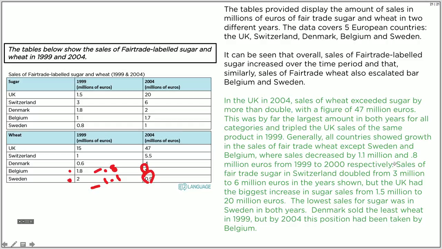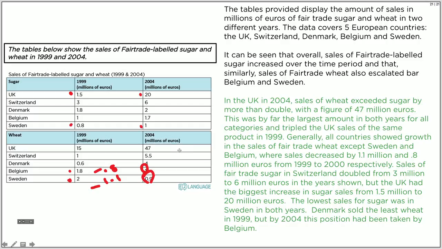And then I've said sales of fair trade sugar in Switzerland doubled from 3 million to 6 million euros in the years shown. But the UK had the biggest increase in sugar sales from 1.5 to 20 million euros. The lowest sales for sugar was in Sweden in both years. Okay, lowest was in Sweden in both years.